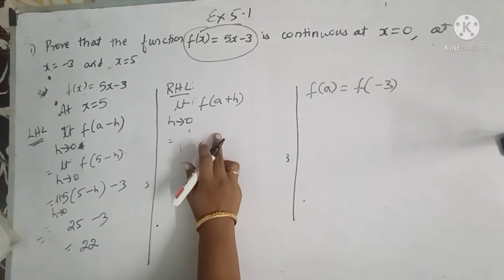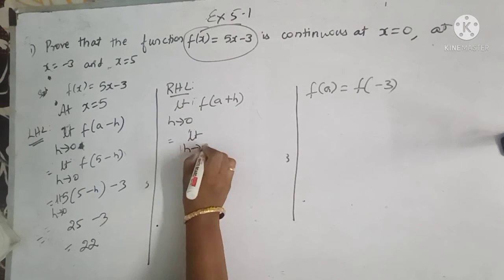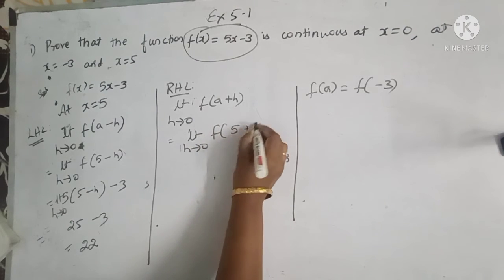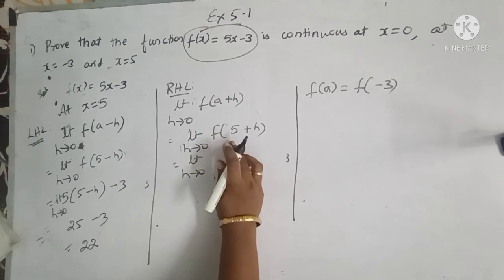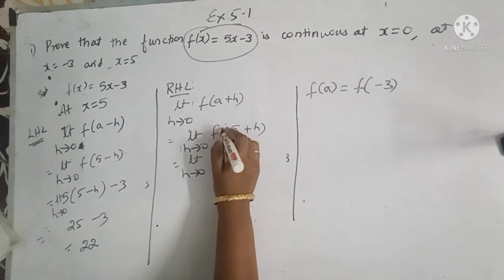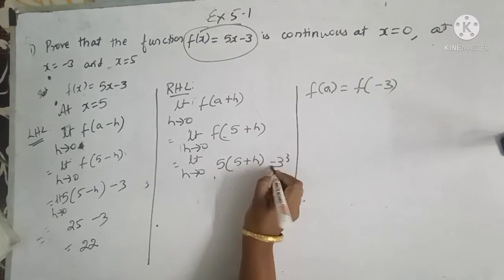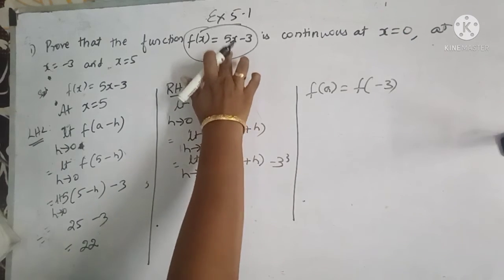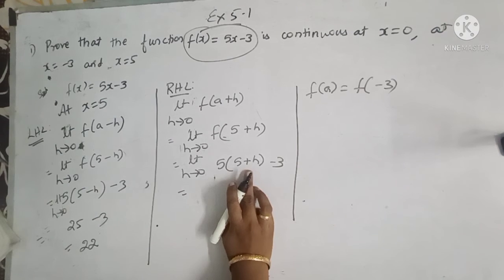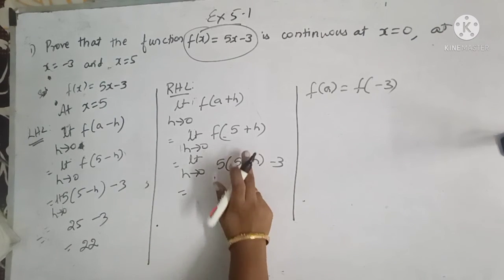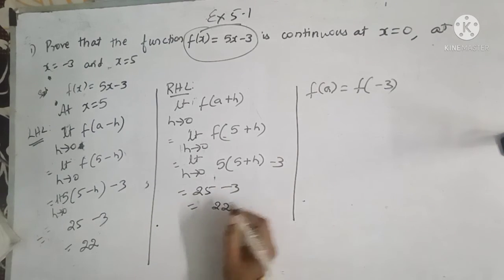Next right hand limit. Limit h tends to 0, f of a plus h. So limit h tends to 0, f of a value is 5 plus h. So limit h tends to 0, in the place of x we are having 5 plus h. So 5 into 5 plus h minus 3, that is in the place of f of x we have to substitute this. This is equal to, when I substitute h value to be as 0, what happens? 5 plus 0 is 5. 5 5s are 25. 25 minus 3. 25 minus 3 oda value என்ன வரும்? 22.